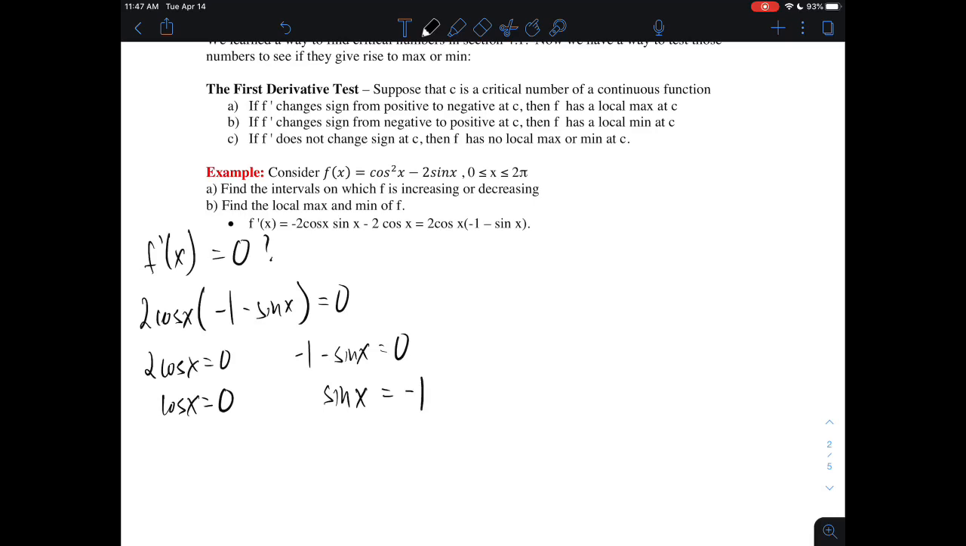So then the cosine function, if I'm looking at the interval from 0 to 2 pi, is equal to 0 when x is equal to pi over 2 and 3 pi over 2. And then sine x is equal to negative 1 when x is equal to 3 pi over 2. So my critical numbers are just pi over 2 and 3 pi over 2.